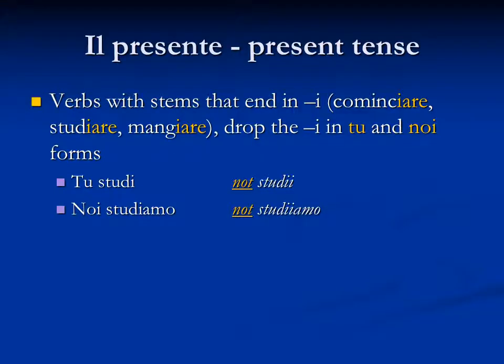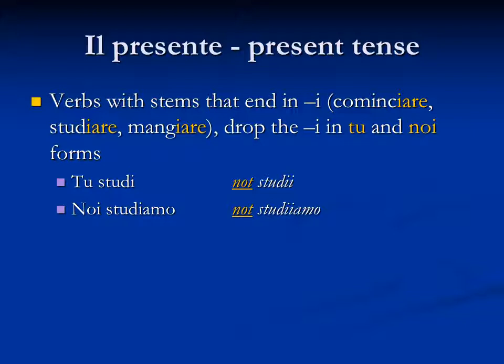In the present tense, there are a couple of things that happen with the spelling due to the way certain verbs end. For example, with the verbs cominciare, studiare, and mangiare, because we add an i in the tu form and an iamo in the noi form, we're going to end up with a double i once we drop that -are ending and add those new endings. So really the extra i is not necessary, because for the phonetics we already have the sound we're looking for.